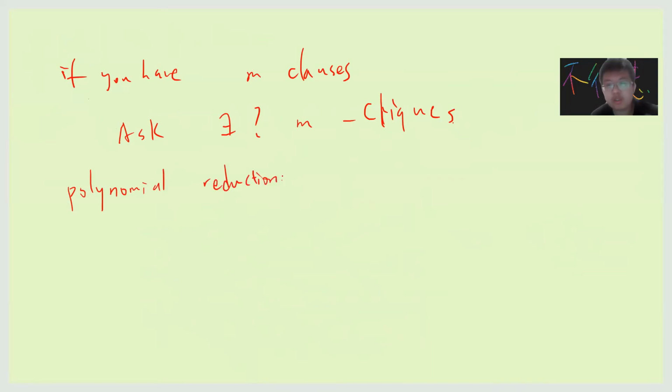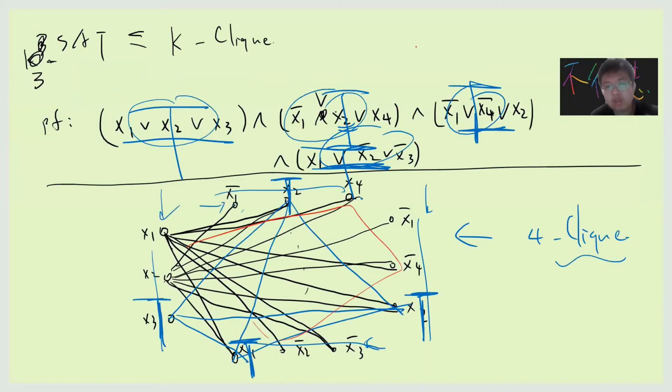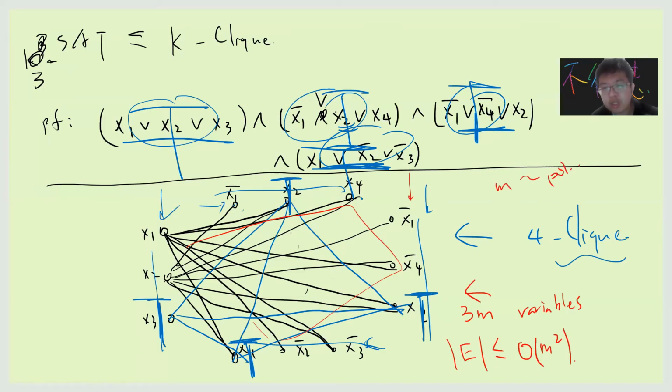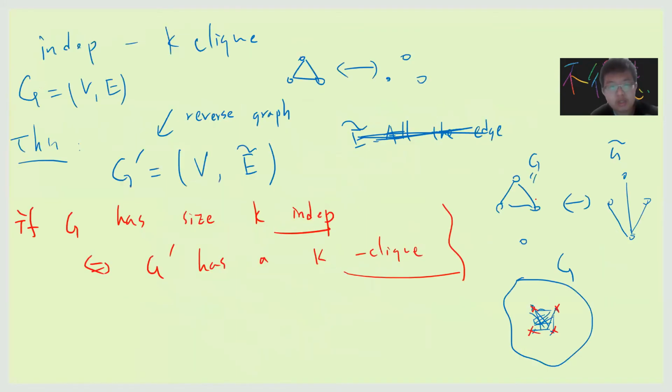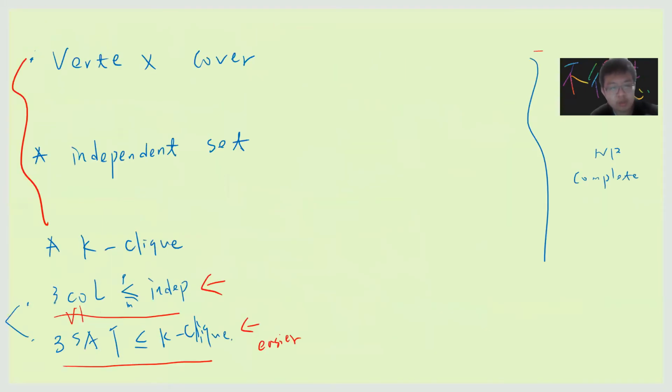The reason is almost trivial, right? Because you have m clauses, and for each one there are 3 literals, so you get at most 3m variables, and the number of edges is bounded by O(m squared). If your number of clauses is poly n, then you get at most poly n edges, which is a polynomial reduction. So this is a trivial proof, and when we prove this, we get everything.